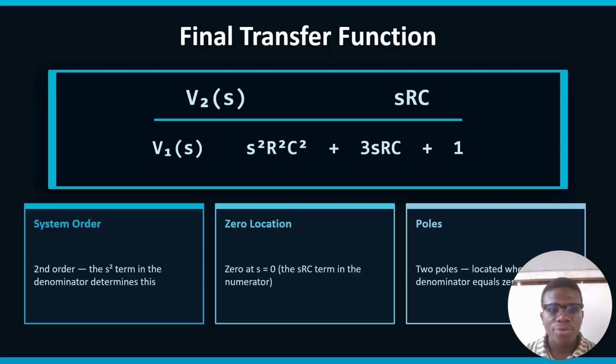Alright, so from our final transfer function, we realize that we have the formula V of S over V1, with S squared R squared C squared. We realize that we have a denominator which contains an S to the power 2 term. So this clearly means that we have a second order system here. Also, you have to know that to be able to really understand the dynamic behavior, it depends on the value of the R and C that we have.